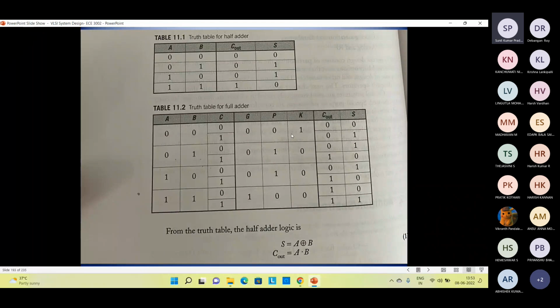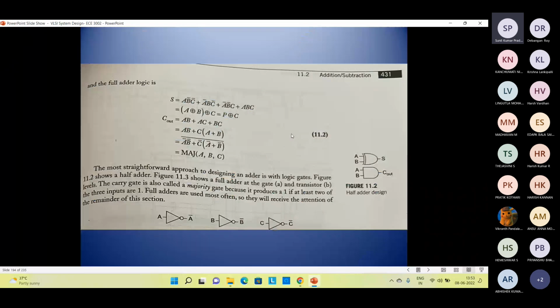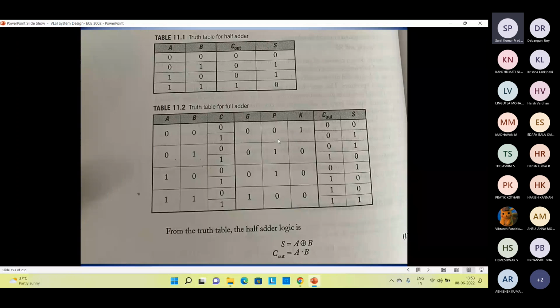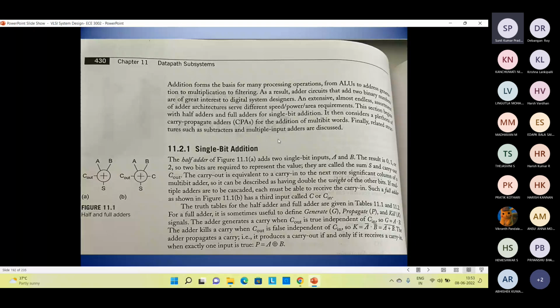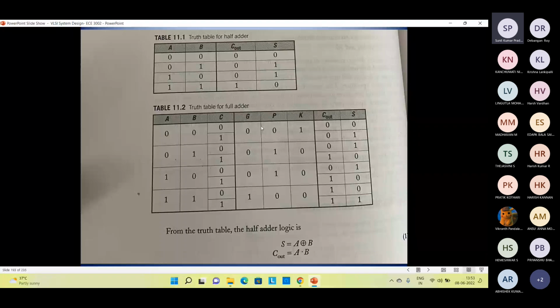Now G and P, you know what G is here? I already mentioned, G is the AND operation between A and B, whereas K will be (A plus B) complement, that is the NOR operation between A and B. And P is the XOR operation between A and B. So G is the generate, P is the propagate, and K is the kill. This way we have to define GPK, and accordingly, whatever the G, P and K values we get, we will get the carry out and the sum.